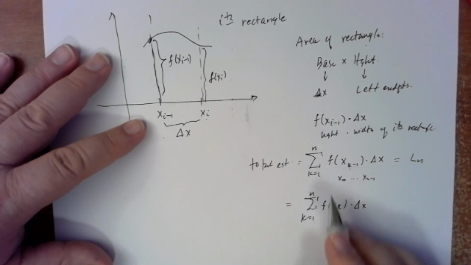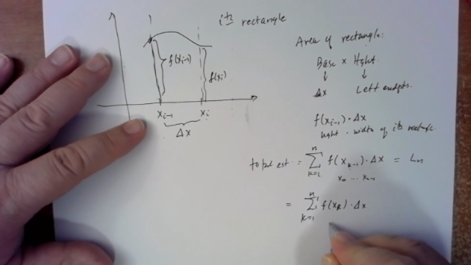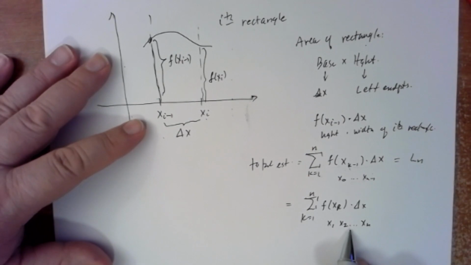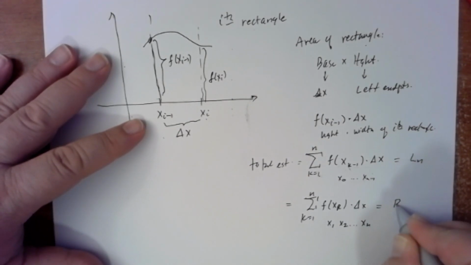Okay, so this one is using which points on the x-axis? x1, x2, up to x sub n. Okay, so that's the big difference here. And so this is going to be using right endpoints.